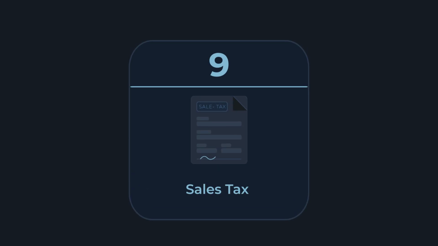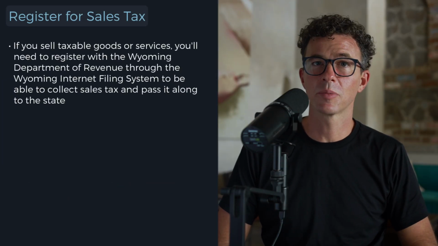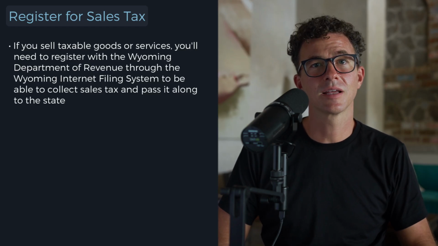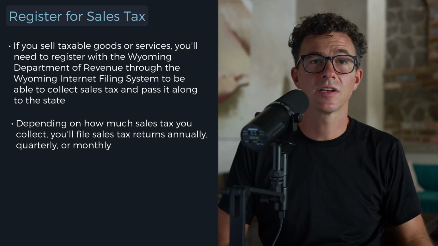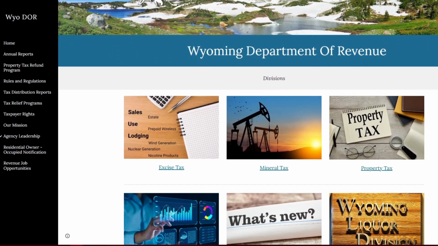Step 9, register for sales tax. If you sell taxable goods or services, you'll need to register with the Wyoming Department of Revenue through the Wyoming Internet Filing System to be able to collect sales tax and pass it along to the state. Depending on how much sales tax you collect, you'll file your sales tax returns annually, quarterly, or monthly. If you're not sure whether your business activity is taxable, check the Wyoming Department of Revenue's website to confirm.